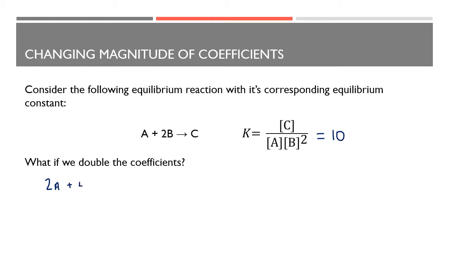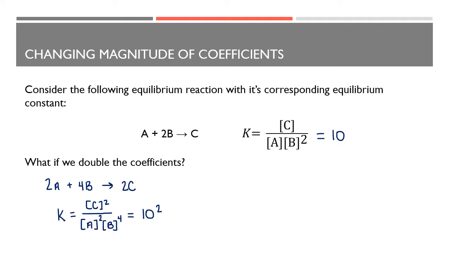Now, if we double the coefficients, let's take a look at a new reaction, but with the coefficients doubled. We have 2A plus 4B gives us 2C. Now I'm going to write that equilibrium constant expression with the new coefficients. And actually, those coefficients now become superscripts. So we have C raised to the second power, and that's all over A raised to the second power times B raised to the fourth power. Everything got raised to the second power.